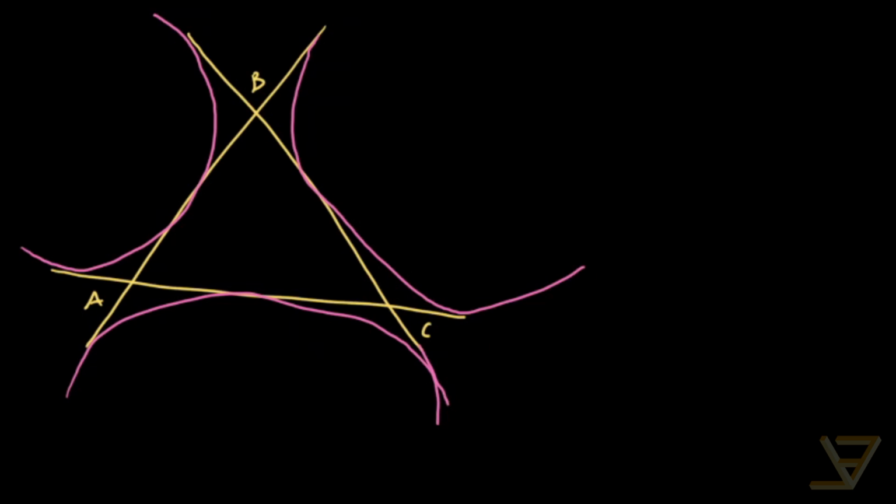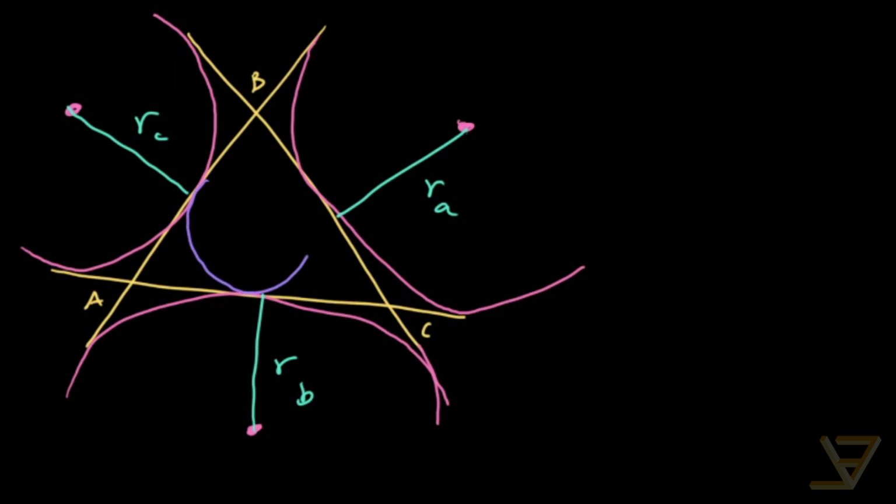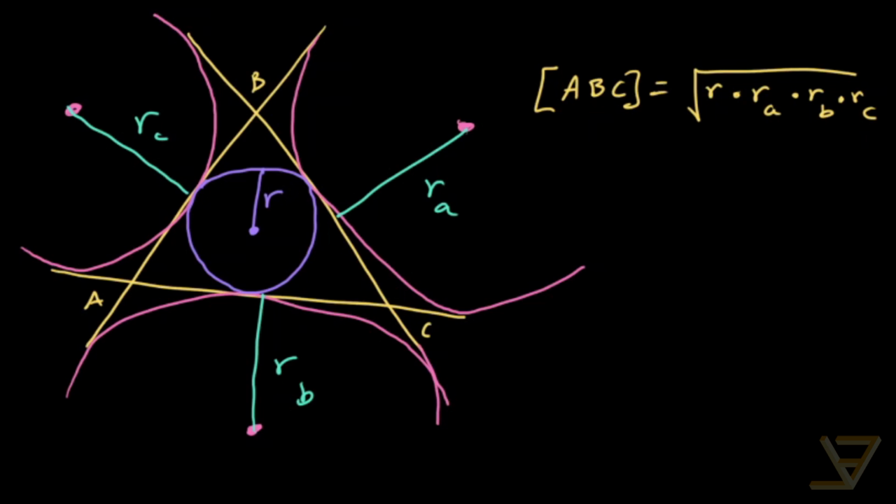So we've got 3 excircles like this, and we're going to call the radii: this one is going to be RC, this one is going to be RA because it's opposite to A, and this one is going to be RB. And as before, we're going to have the incircle inside the triangle, and we're going to call the radius of that R. And amazingly, the area of the triangle ABC is equal to R times RA times RB times RC, square root over the whole thing.